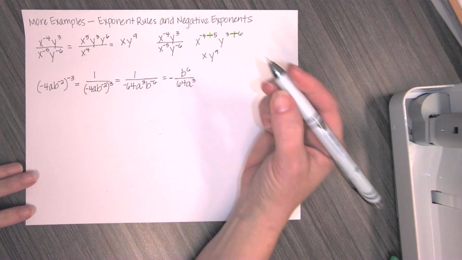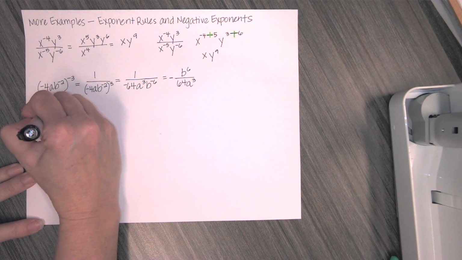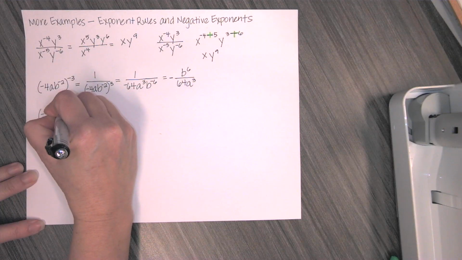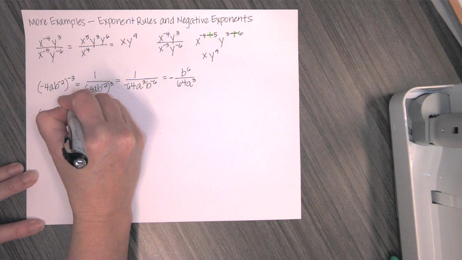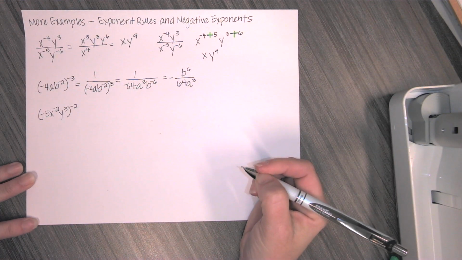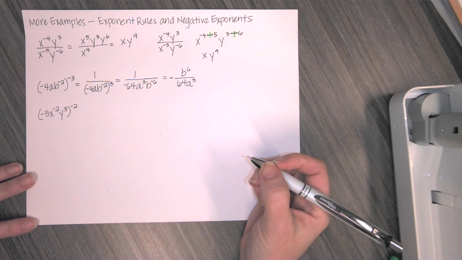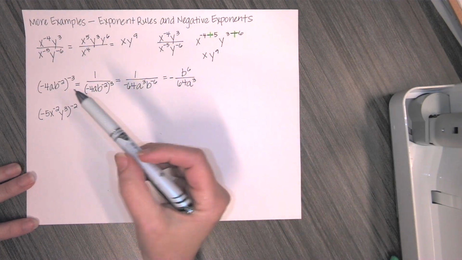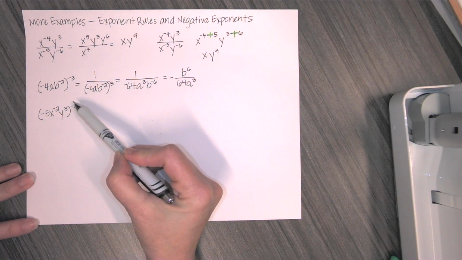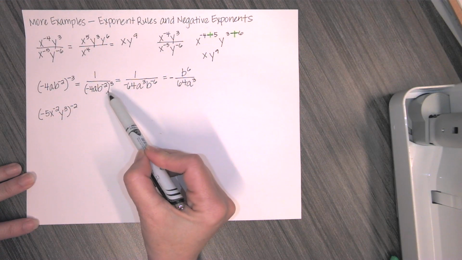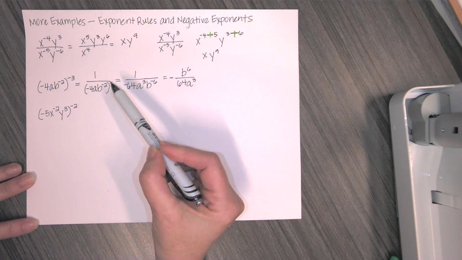All right, let's try another one. I know that can be a little bit tricky. All right, negative 5, x to the negative 2, y to the third, all raised to the negative 2 power. So once again, if we want to fix this negative 2 power, we can take this entire thing, move it to the bottom, and change the power to a positive 2.